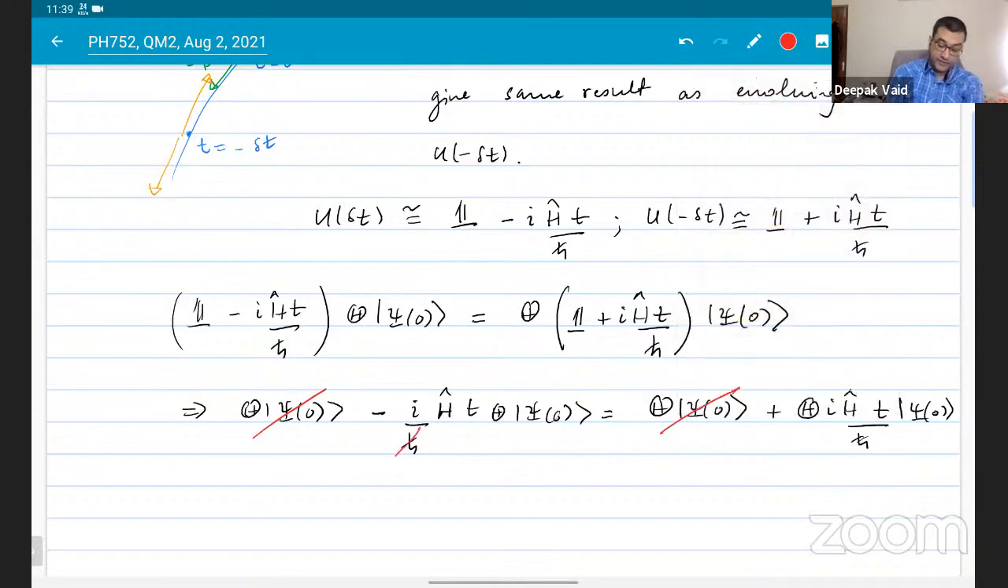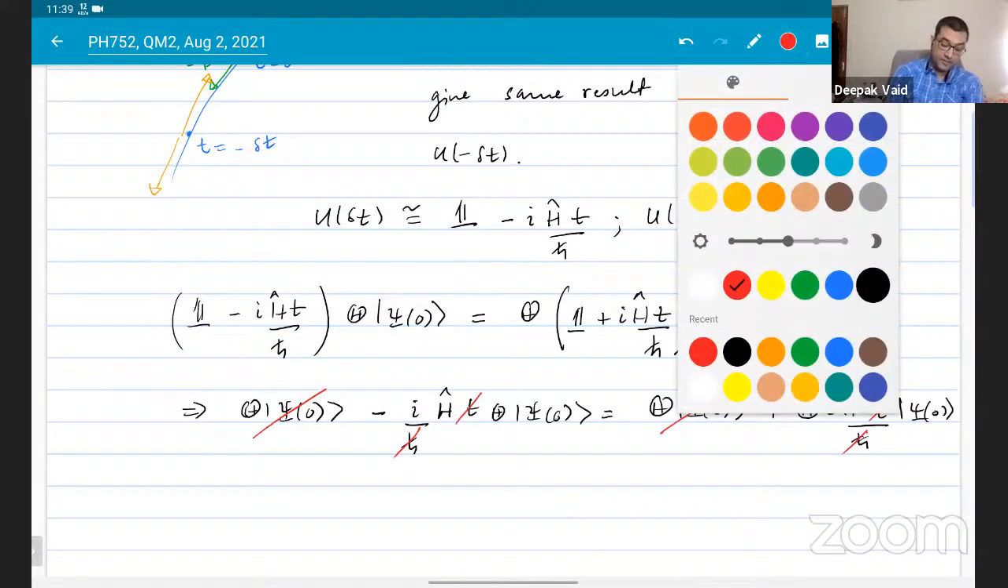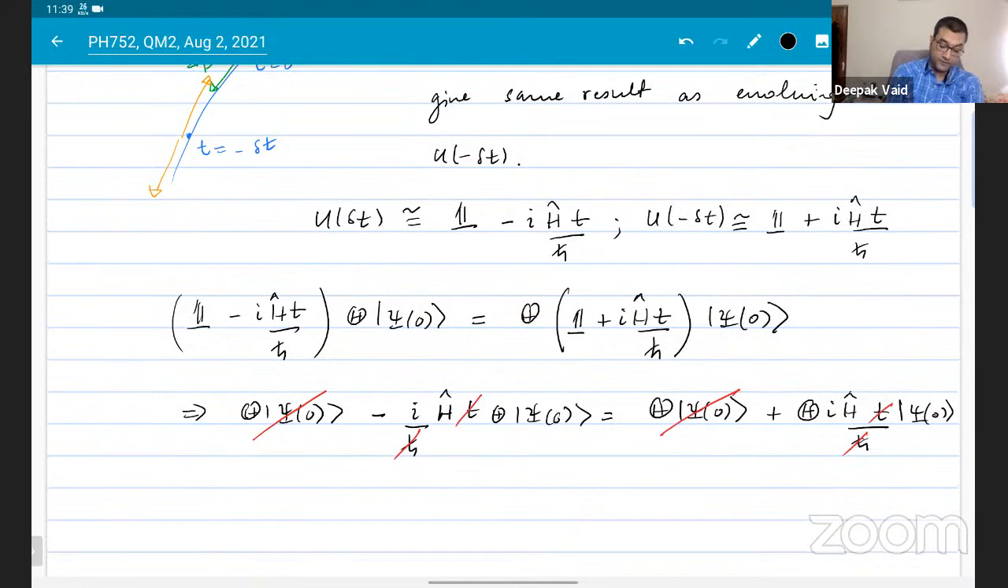I can get rid of h bar, that's the same. I can get rid of t, that's a real parameter. Real parameters are not going to cause us any issues. And so finally, we are left with this expression. I'll bring both terms over to one side, and I can write theta i H hat plus i H hat theta acting on psi naught is equal to 0.